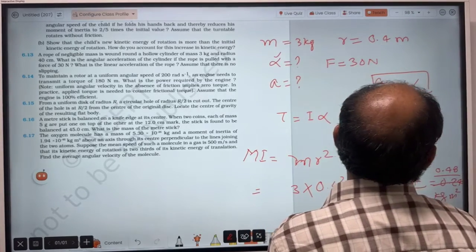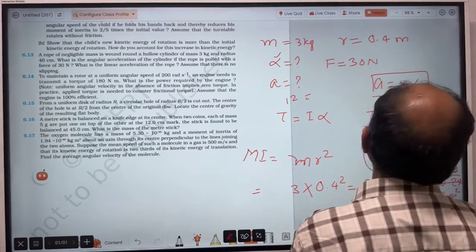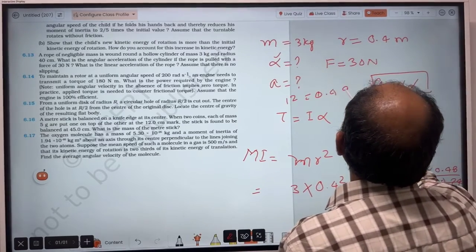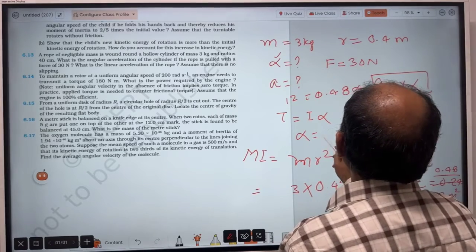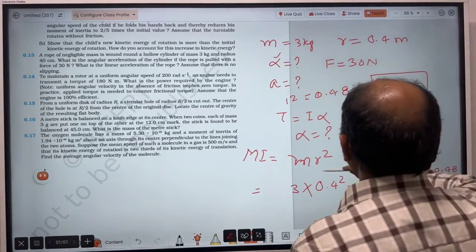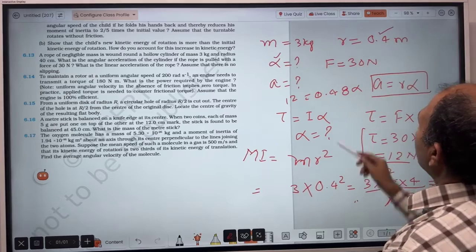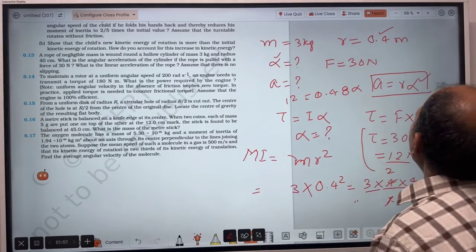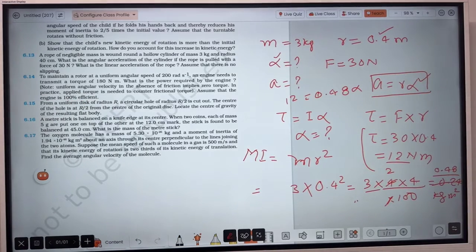So here torque we have already got 12. So 12 equal to I, which is 0.48, times alpha. So from here we can get alpha. So you can evaluate what is alpha and then go to this formula, A equal to R alpha. R is this much, alpha you are going to get from here, put the value. You will get the answer. I think you have understood.